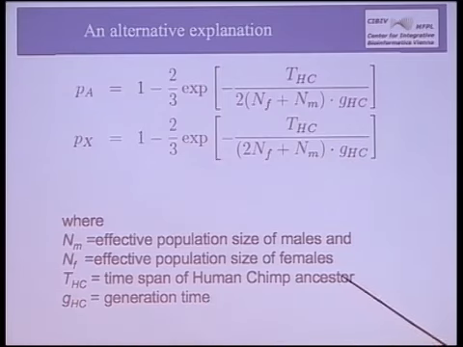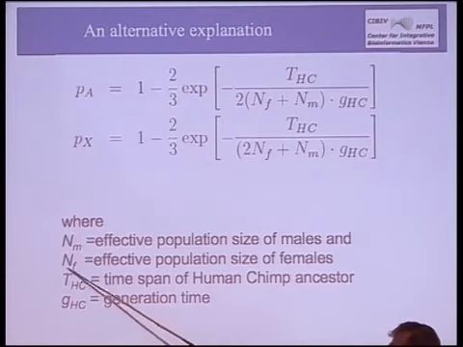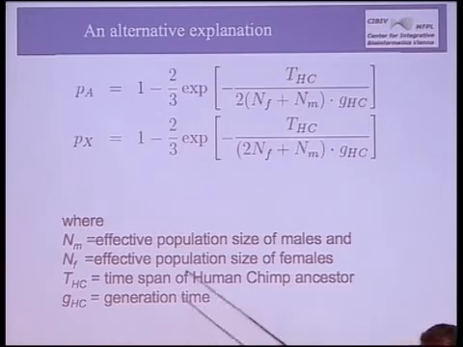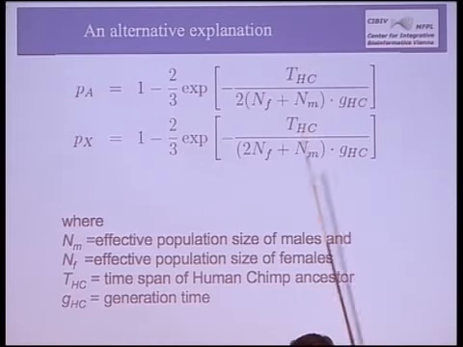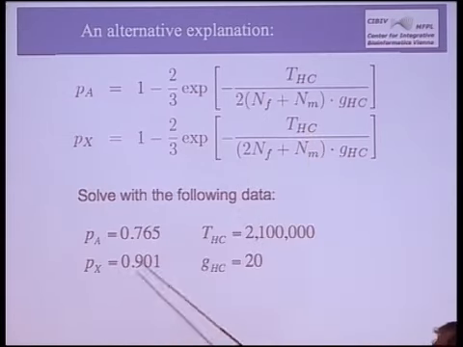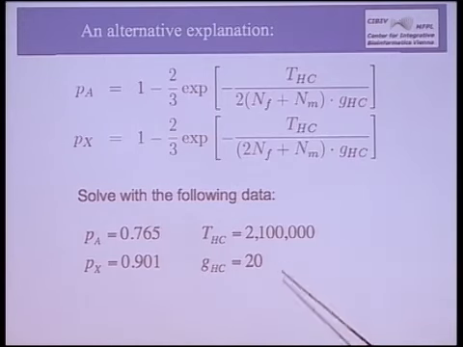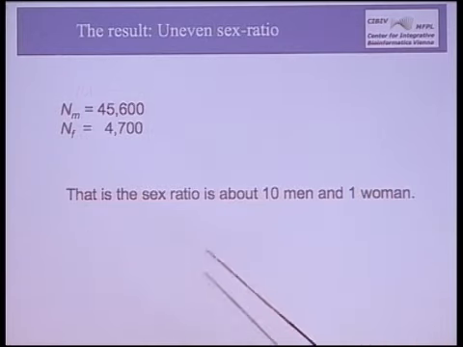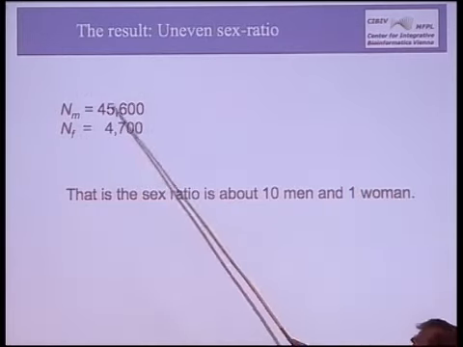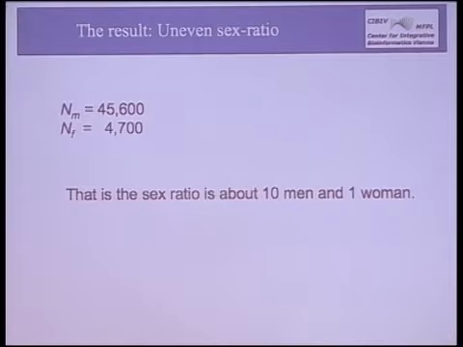We don't really have to, but for the sake of illustration, we use the 2.1 million here and a generation time of 20 years. It cancels actually. For the ratio, it doesn't matter. These were the data. And then we end up with an effective population size of 45,600 males and 4,700 females, which is roughly 10-to-1.